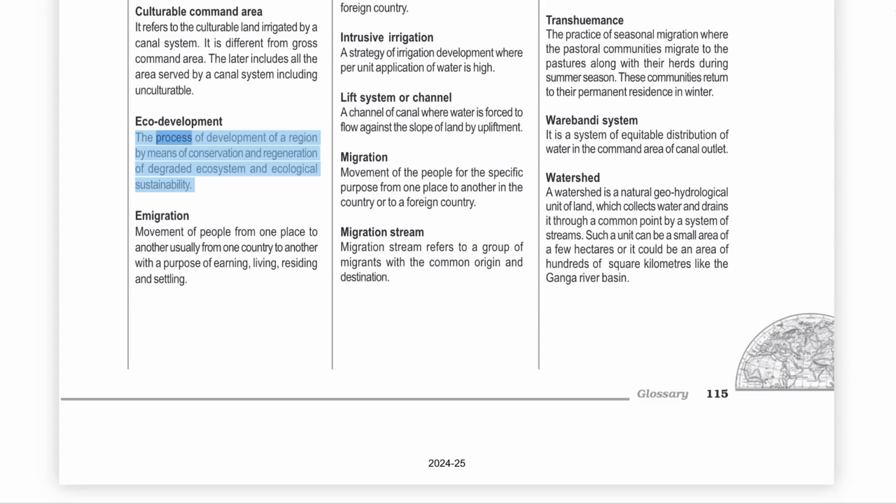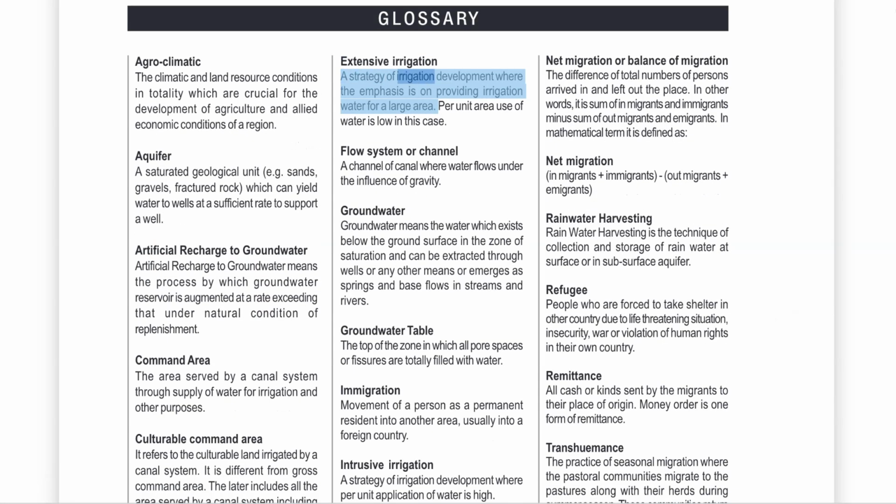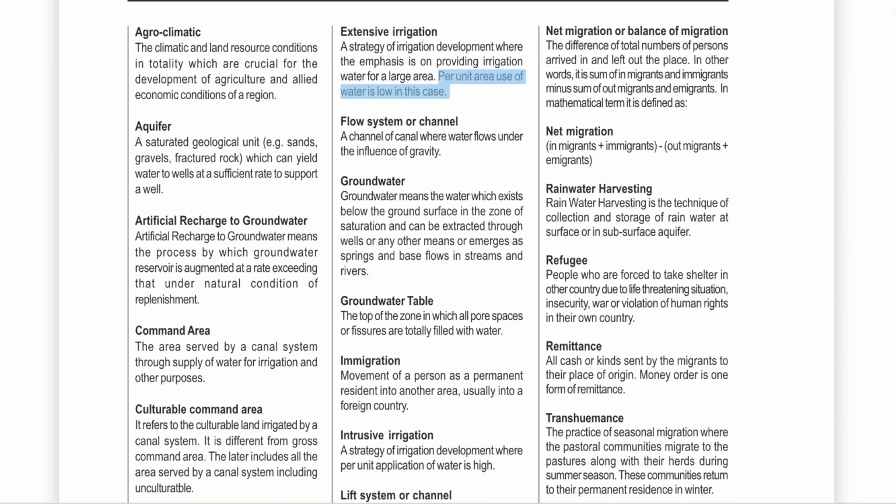Eco-development: the process of development of a region by means of conservation and regeneration of degraded ecosystem and ecological sustainability. Emigration: movement of people from one place to another, usually from one country to another with the purpose of earning, living, residing and settling. Extensive irrigation: a strategy of irrigation development where the emphasis is on providing irrigation water for a large area. Per unit area use of water is low in this case.